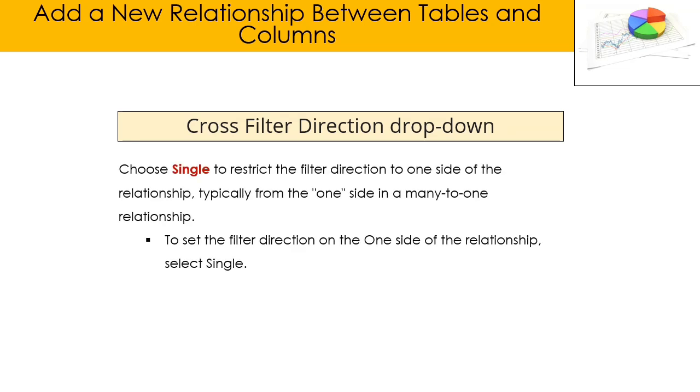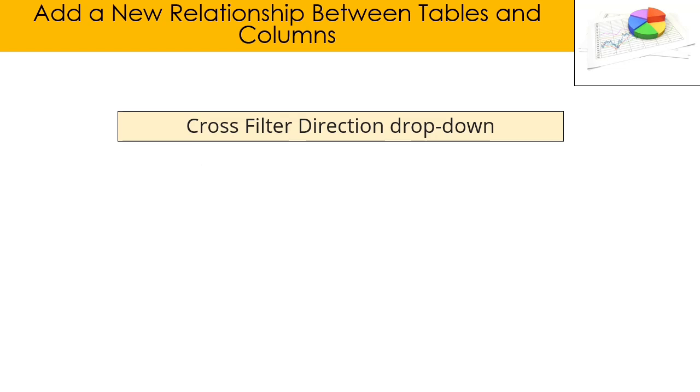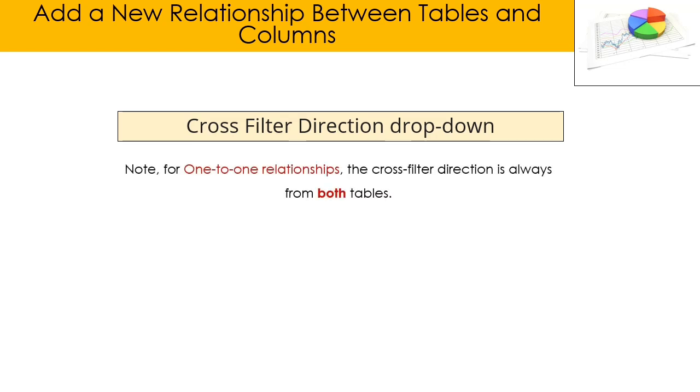Choose Single to restrict the filter direction to one side of the relationship, typically from the one side in a many-to-one relationship. To set the filter direction on the one side of the relationship, select Single. Note: for one-to-one relationships, the cross-filter direction is always from both tables.